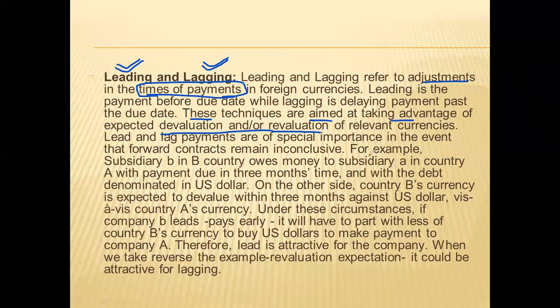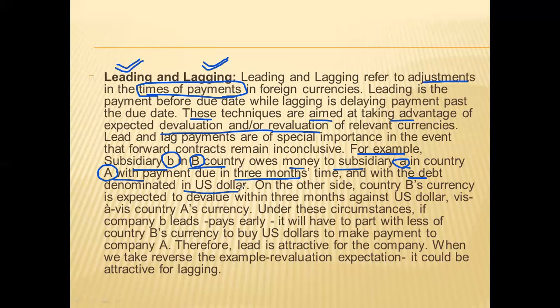Okay. See, for example, subsidiary B in country B owes money to subsidiary A in country A. Okay. Now there is a company B which is in country B. It is having some obligation to pay to subsidiary A in another country A. Okay. In how many months does it have to pay? In 3 months' time it has to pay. Okay, and the debt is denominated in US dollars.